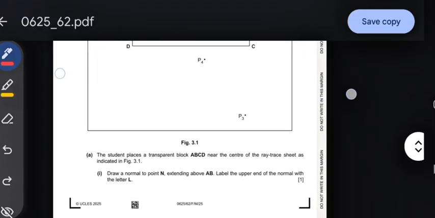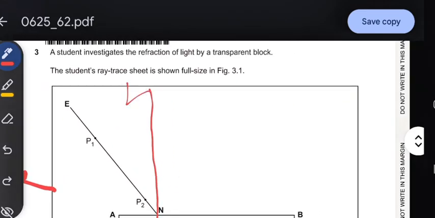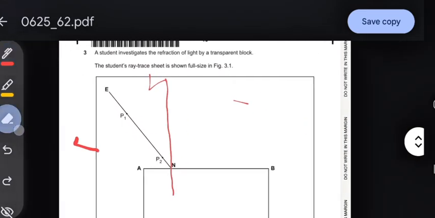Okay, we have already done that. And what else do they want us to do? They want us to label the upper end with L. So you label this upper end with L. Don't make it too long so that you don't get space for labeling, all right?